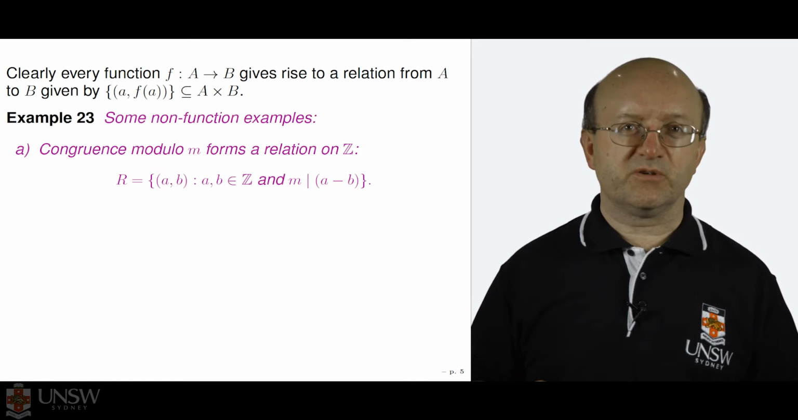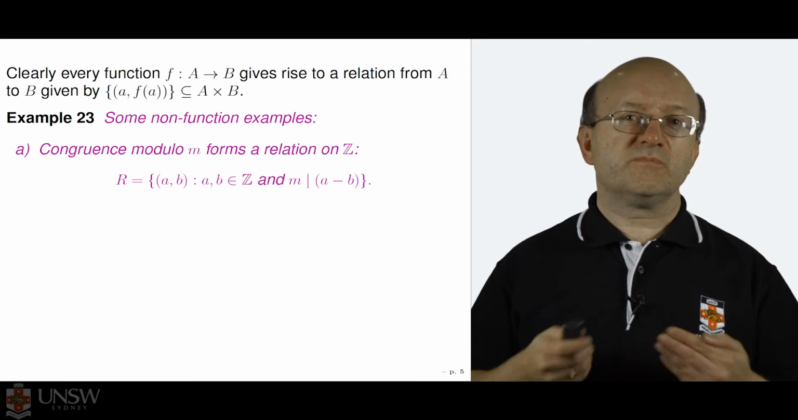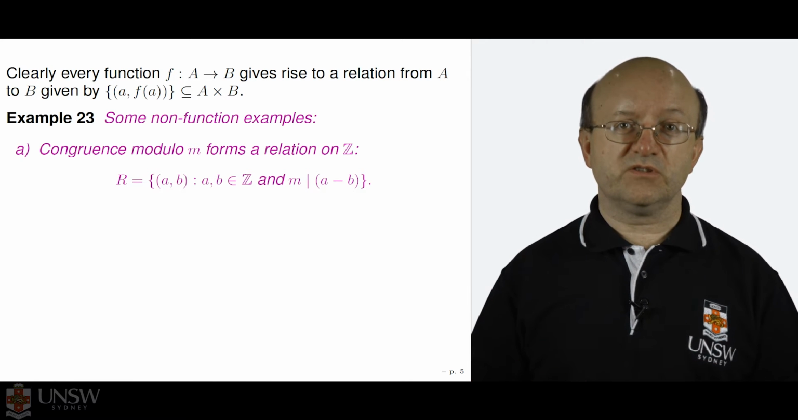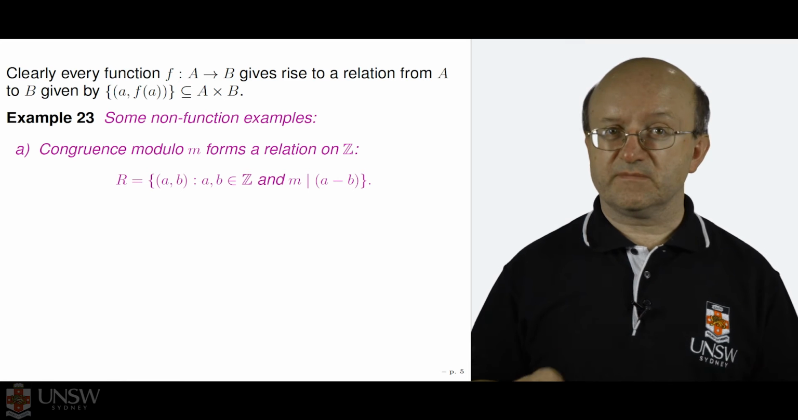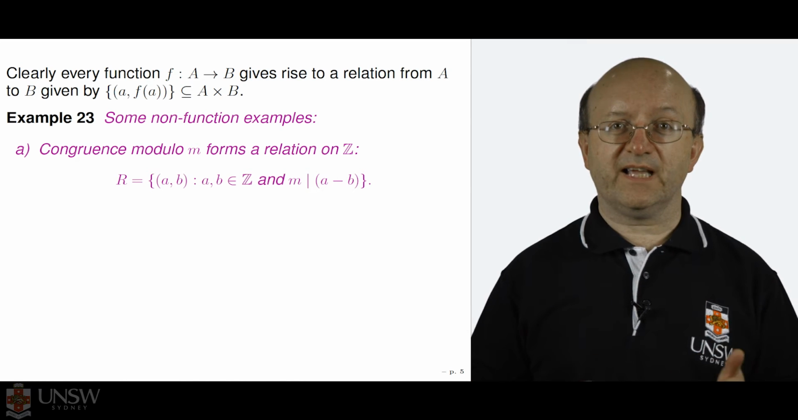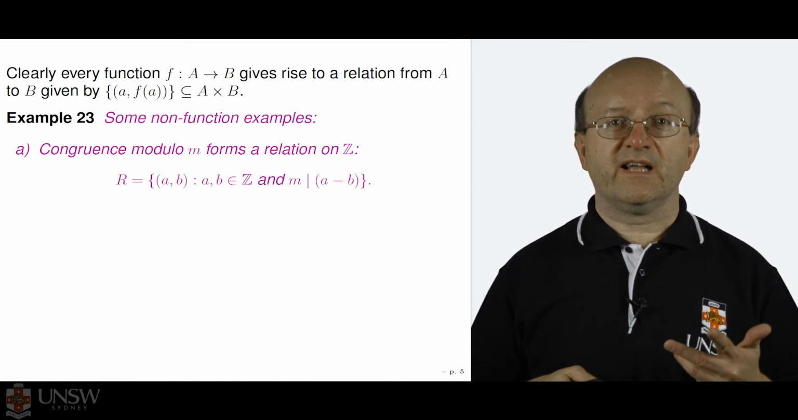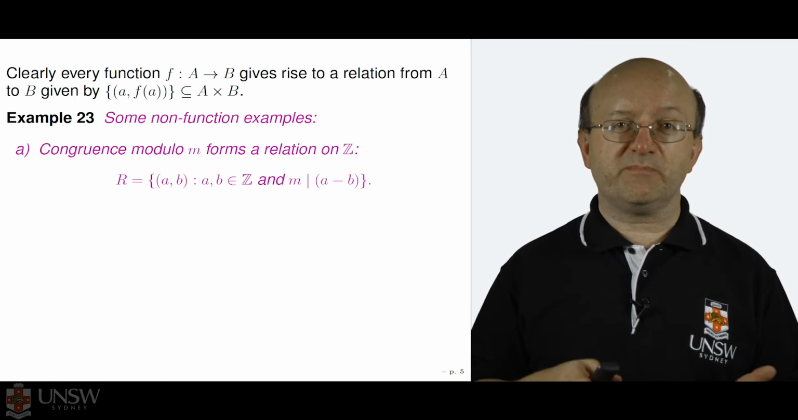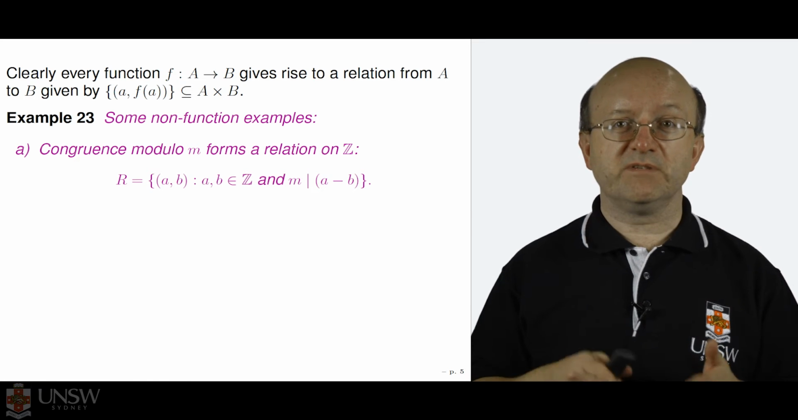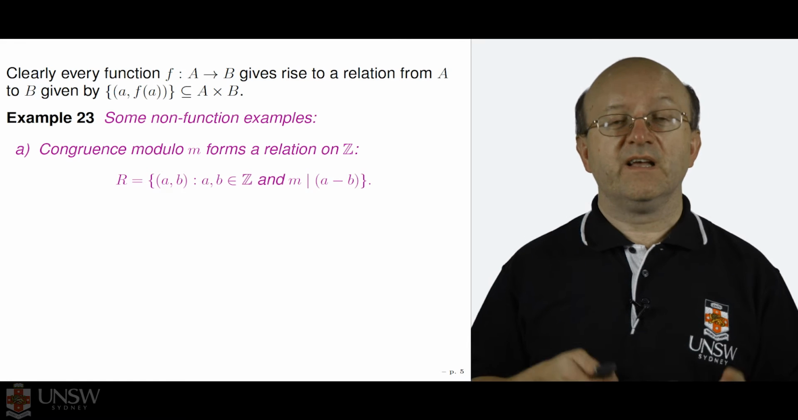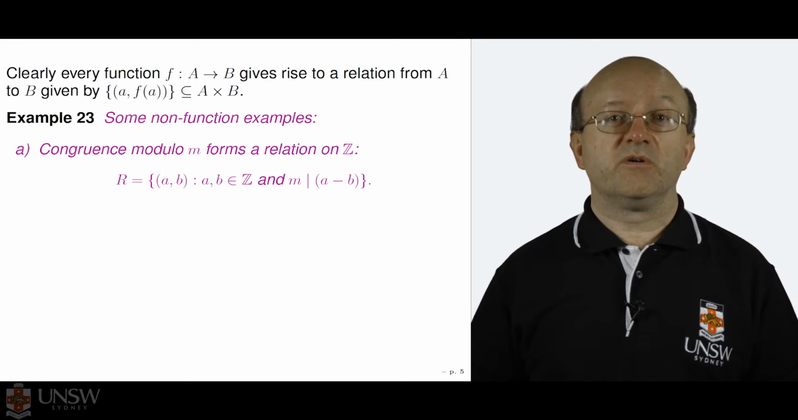Well, what about some examples that are not functions? Congruence. Congruence modulo M is a relation on the set of integers Z. And this is the relationship. It's the set of all ordered pairs AB, where A and B are integers. And this ordered pair AB belongs to R if and only if M divides the difference A minus B. In other words, if and only if A and B are congruent modulo M.